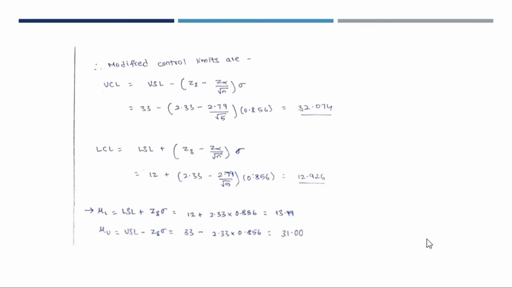The interpretation of these limits is such that if our process mean mu lies between these values, we will have a modified control chart for which the process nonconformance delta is equal to 0.01 with a type 1 error alpha equal to 0.0026.